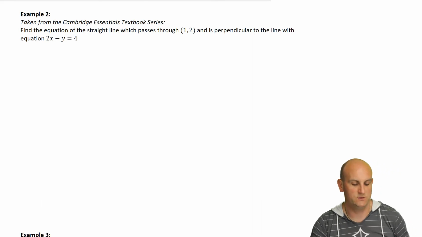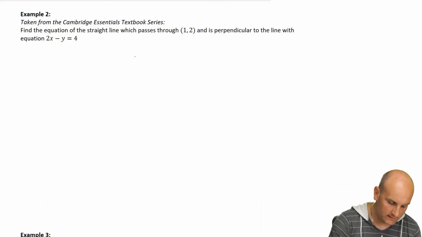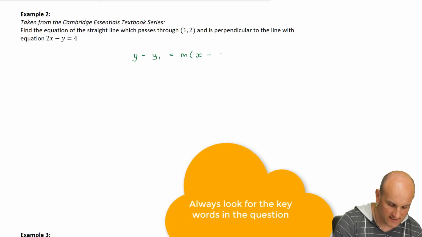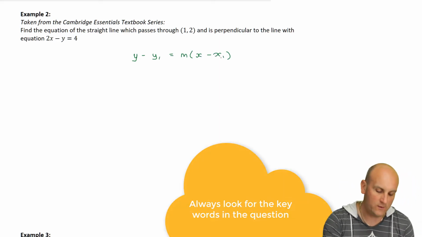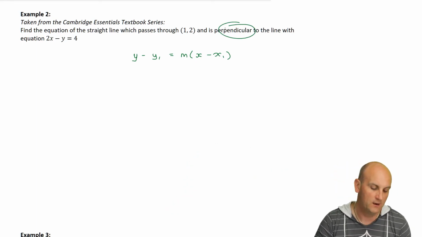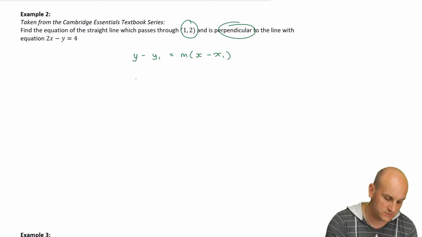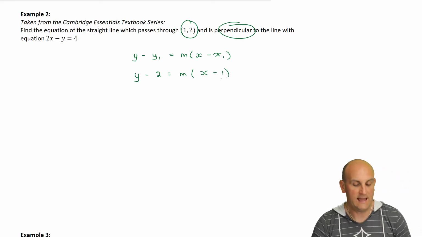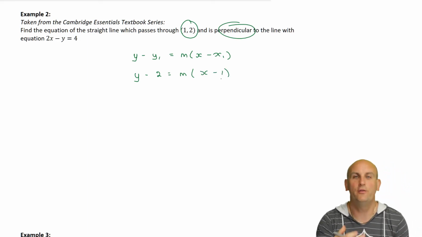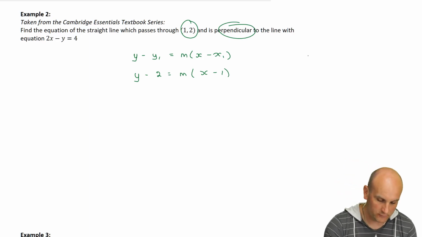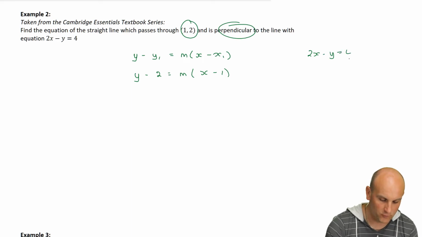Find the equation of the straight line which passes through, again, equation of the straight line. I'm going to go y minus y1 equals m(x minus x1). Oh, now it wants perpendicular. So obviously I've got to pick up the fact that it wants it perpendicular. Well, we've got my point it passes through. So again, I can substitute that in as y minus 2 is m(x minus 1). And I'm going to rearrange this equation. Now, I know that I've got the previous question to do that, but it's not going to hurt to show how to do this. So I've got 2x minus y is equal to 4.